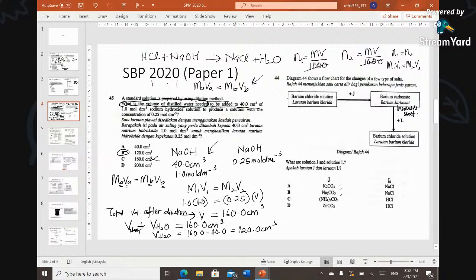Okay, so back to question 44. And then solution L. So solution L, you have a salt over here, and you have to produce barium chloride. Okay, so you have to react barium carbonate with acid so that you will form salt, water, and carbon dioxide gas. So your answer should be C. Okay, 44.